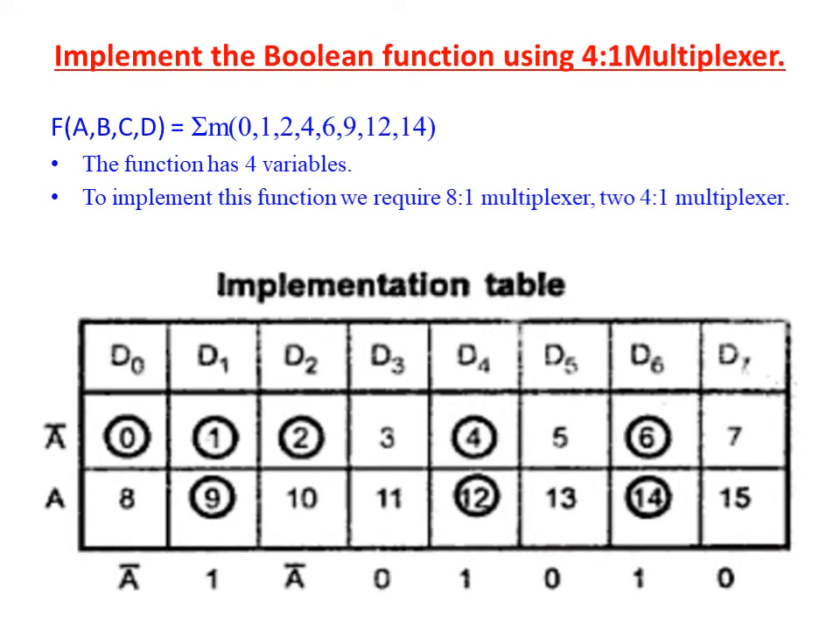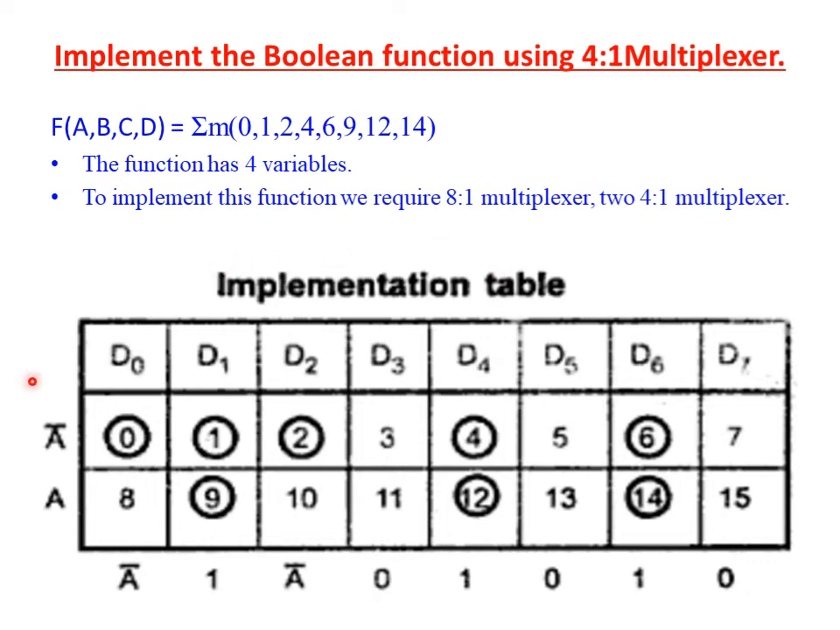Implement the following 4 variable boolean function using 4:1 multiplexer. So the input variables are 4. To implement this function we require 8:1 multiplexer, but we are going to implement with two 4:1 multiplexers. Here we are considering A as a single variable.